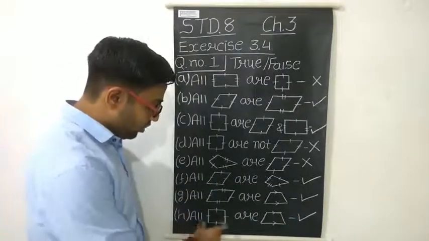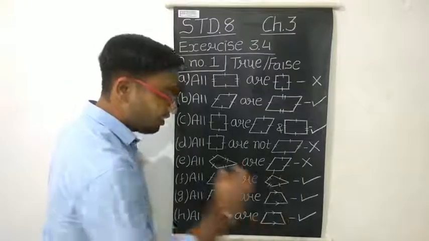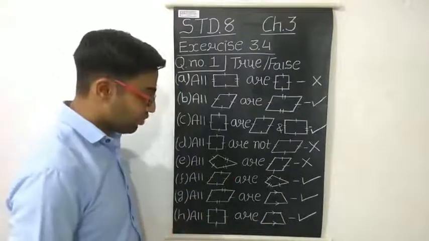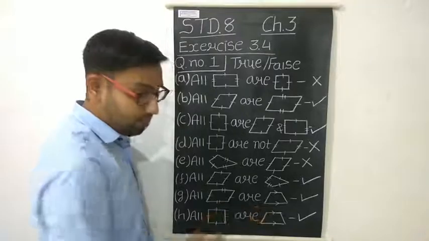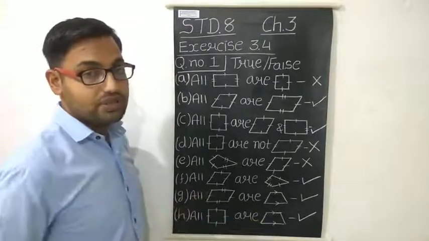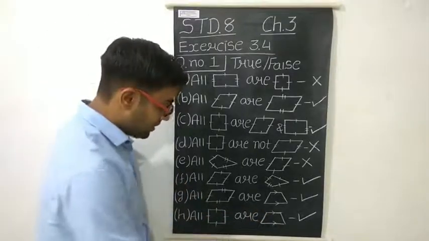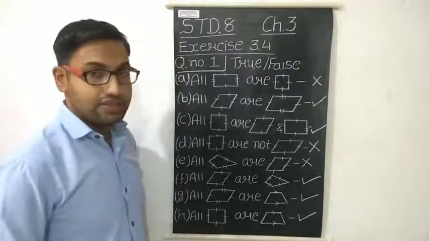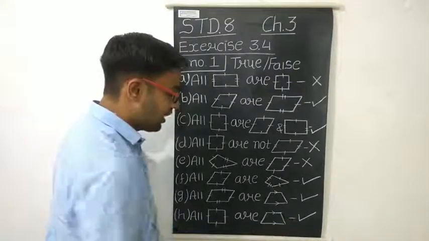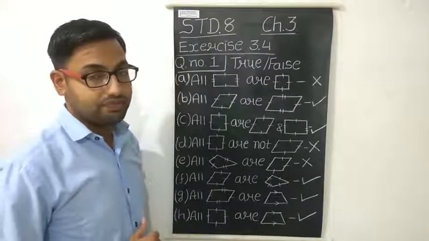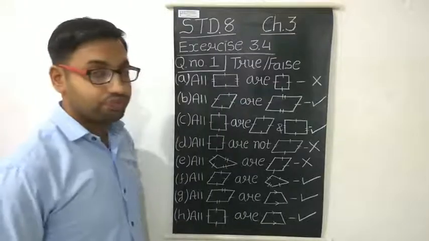H. All squares are trapezium. Yes, it is also true, because there is only one requirement to have a trapezium, that one pair of opposite sides is parallel, and this square satisfies this condition. So all the squares are also trapezium. So this statement is true.